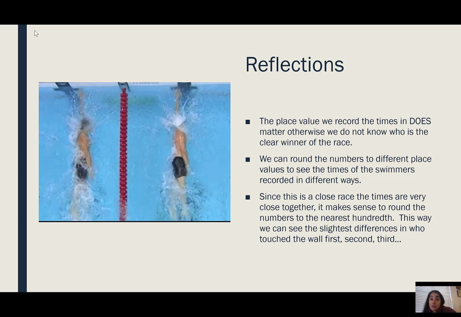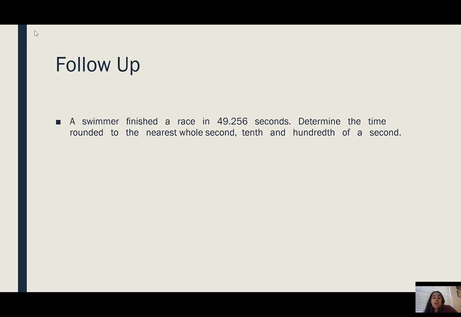Bucky has a lot to say too right now. Here's the follow-up problem I would like you to do on your own. A swimmer finished a race in 49 and 256 thousandths of seconds. Determine the time rounded to the nearest whole second, tenth of a second, and hundredth of a second. Now would be a really good time to pause this and try it on your own.